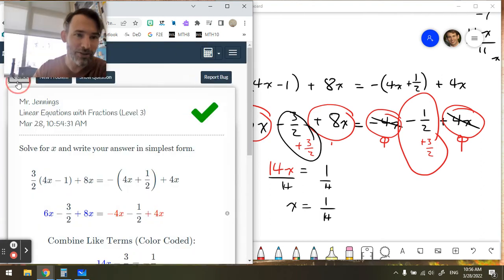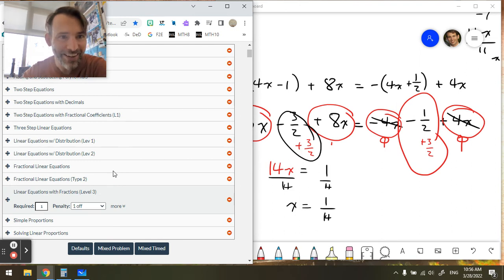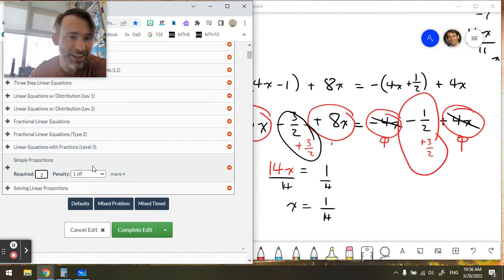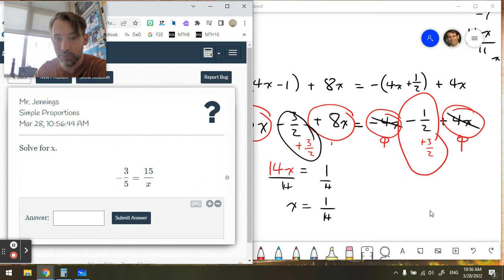Hooray! And I can only do one for you. If you can't get one to go, move on. Just do the other problems. Know that those are hard. All right, simple proportions. These were on the test last time for rationals, okay?